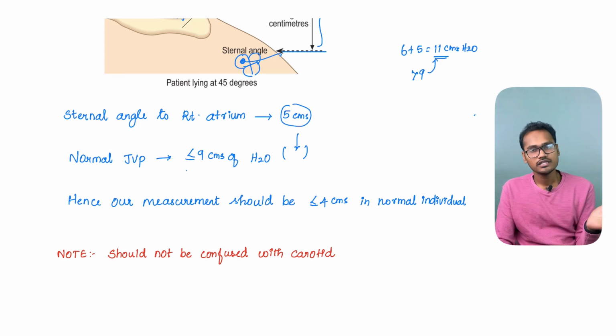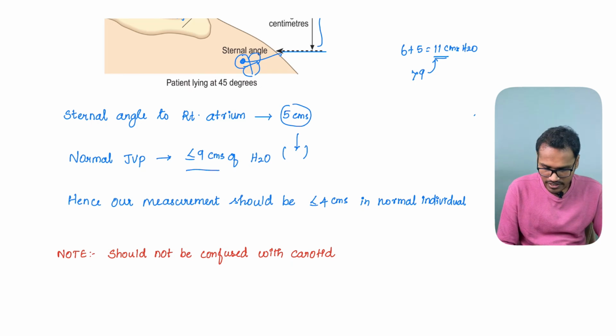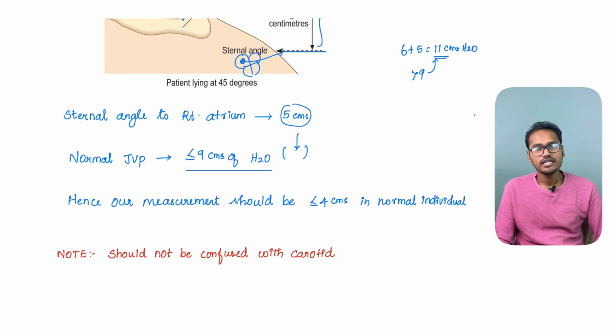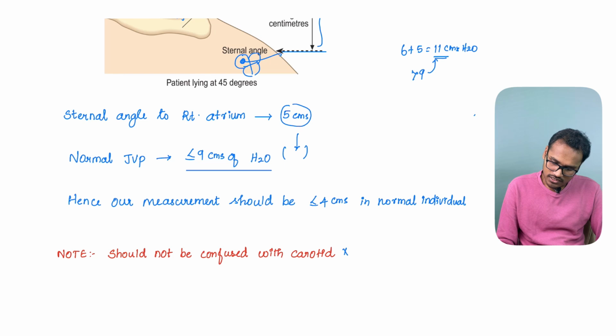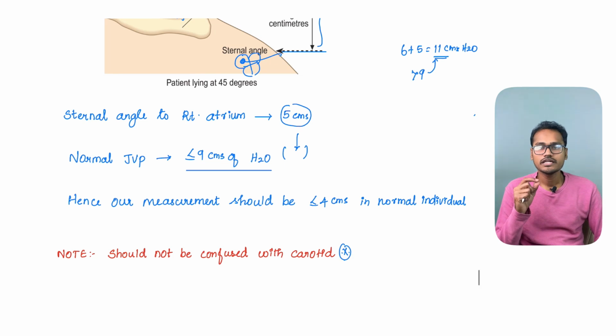If the JVP is not visible, then it's fine. But if it is visible, still the measurement should be less than or equal to 9 in a normal individual. If it is more than 9, it means that there is a raised JVP. And whenever you are looking at the side of the neck, it should not be confused with a carotid pulse. Why? The carotid is also very close to it. So there is a carotid which is pulsating and there is a JVP. Sometimes as beginners they might find it difficult and think that the carotid which is pulsating is the jugular venous pulse. But how do you confirm that it's not JVP, it is a carotid?